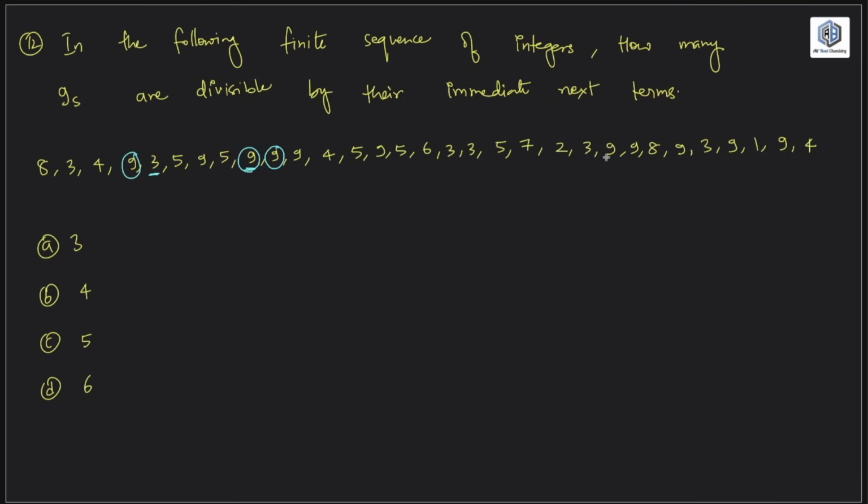Coming next, this 9 you can consider because the next number is 9, which can divide this. This 9 again you can take, next number is 3, which can divide it, and this 9 also you can take whose next number is 1, and 1 can divide 9, right? 9 times. So considering that, your answer should be 1, 2, 3, 4, 5, 6.